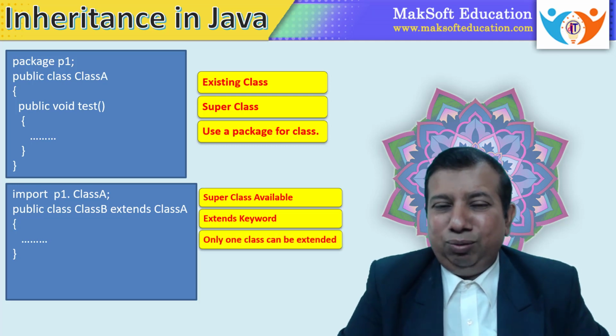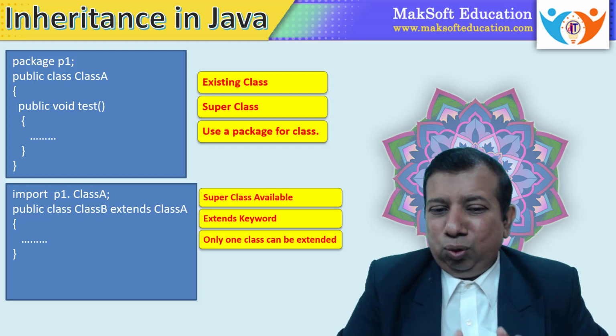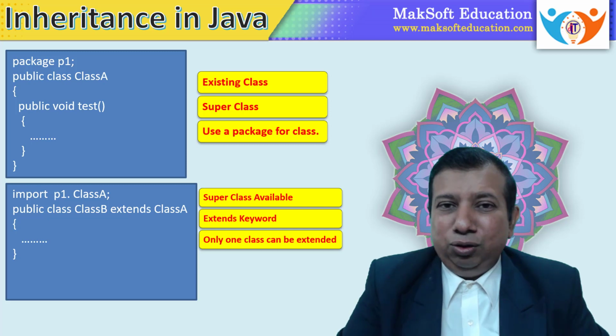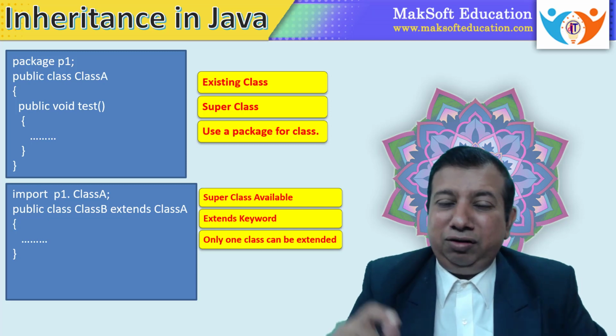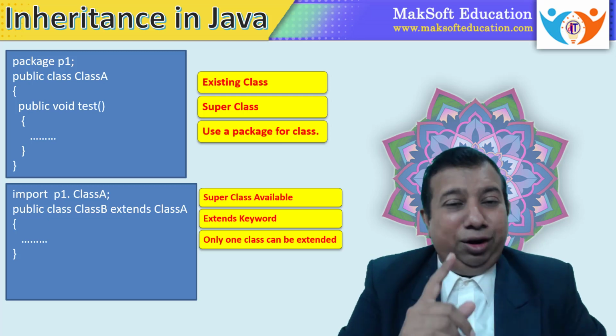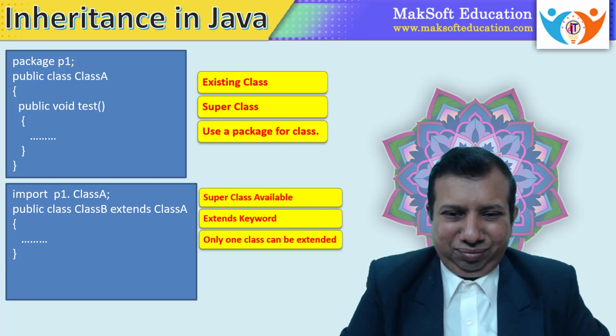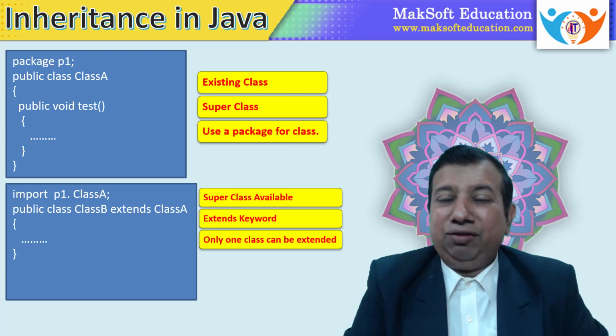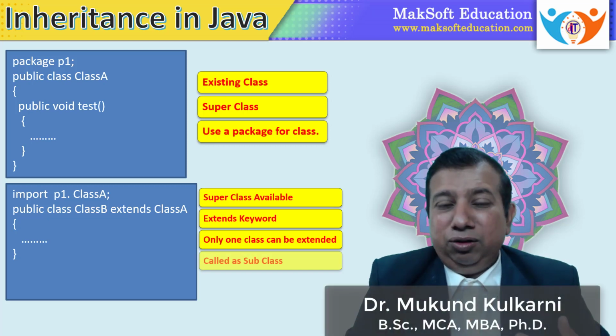Now we have to understand one rule. One class can extend only one class. You cannot say class B extends class A and some other classes. No, we can extend only one class at a time. We cannot extend multiple classes, and the newly created class is called a subclass.